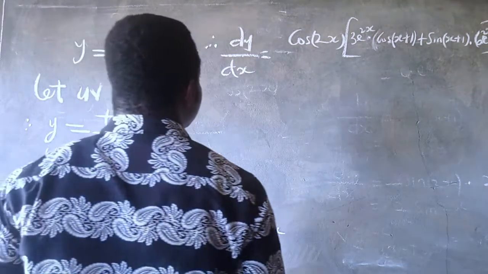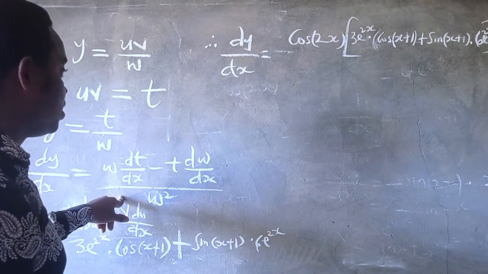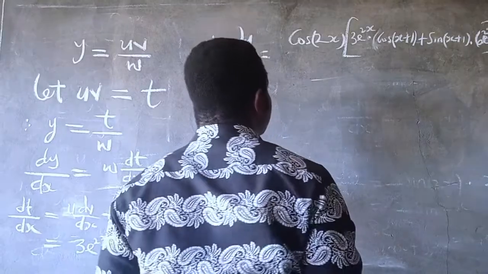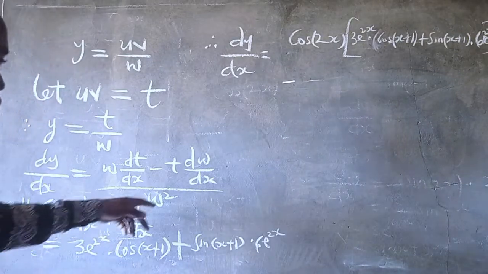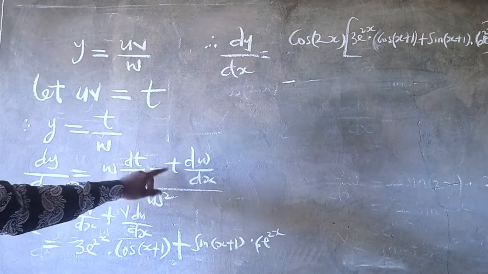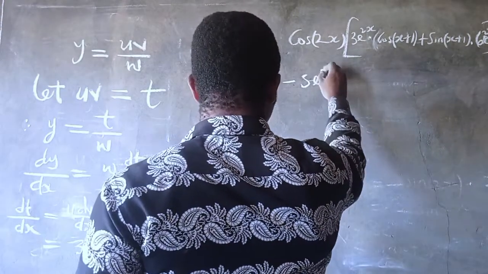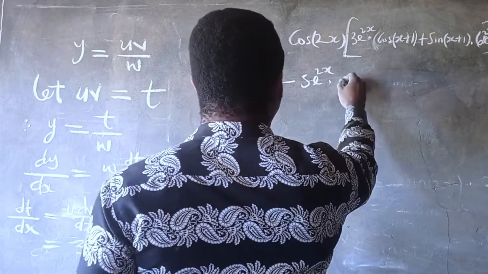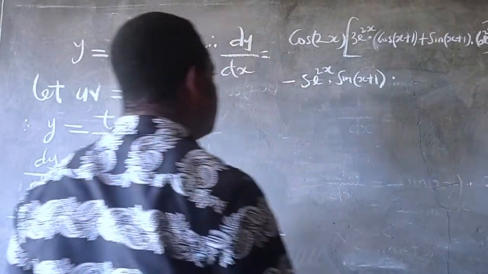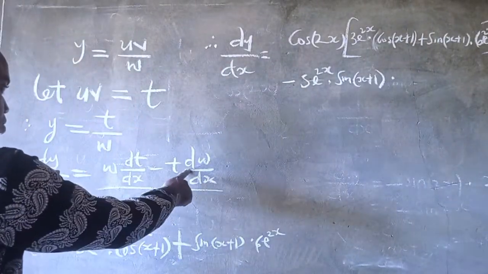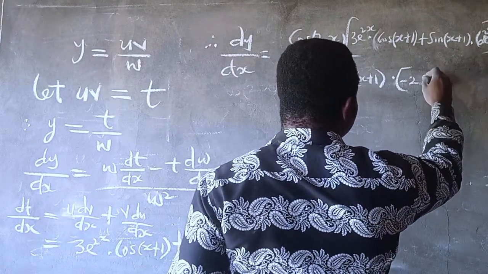Okay, now that is not all, and minus is the next thing. So look at the formula. So minus, and t. What is the expression for our t? The expression for t is u multiplied by v. u is 3e raised to the power 2x, and v is the sine of (x + 1). Now we would multiply that by dw/dx, which is the derivative of w.